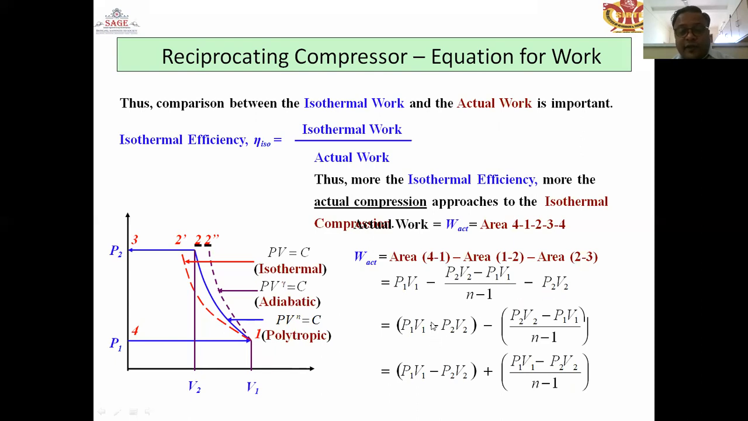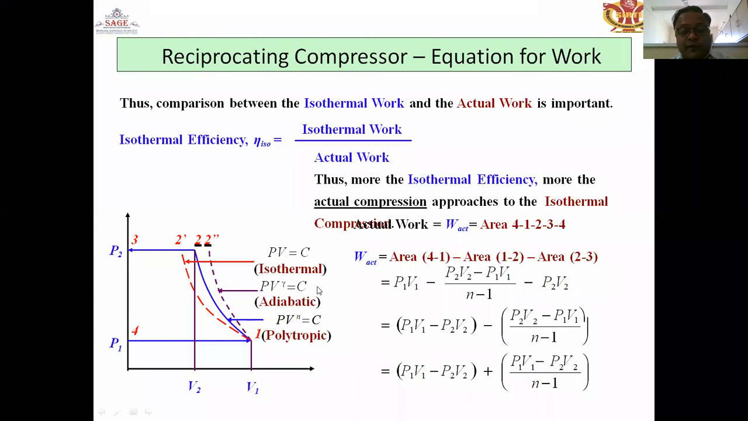So here, P1 V1 minus P2 V2 minus P1 V1 upon n minus 1 is the compression work done, and P1 V1 minus P2 V2 is the suction and the delivery. Here is an algebraic difference: minus of P2 V2 minus P1 V1 upon n minus 1. Then P1 V1 minus P2 V2 plus P1 V1 minus P2 V2 upon n minus 1. Can you write this? Okay.